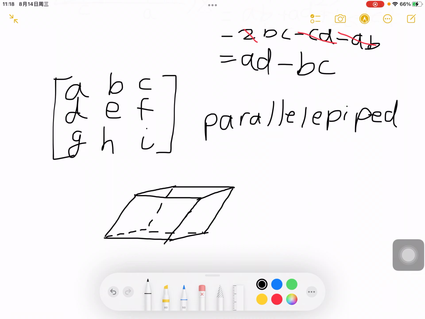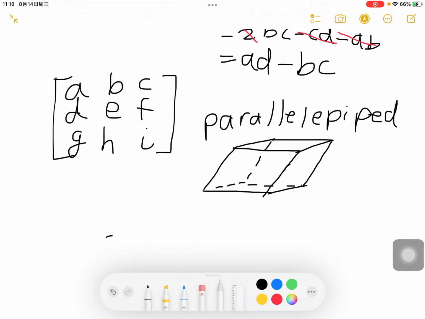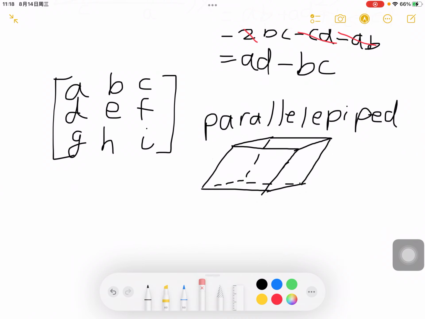So this is our parallelepiped, and essentially the determinant of a 3 by 3 matrix like this is actually the volume of this parallelepiped. Probably what you do is you first figure out the area of the rectangular prism that surrounds this parallelepiped, and then you subtract whatever you have left that you don't need.